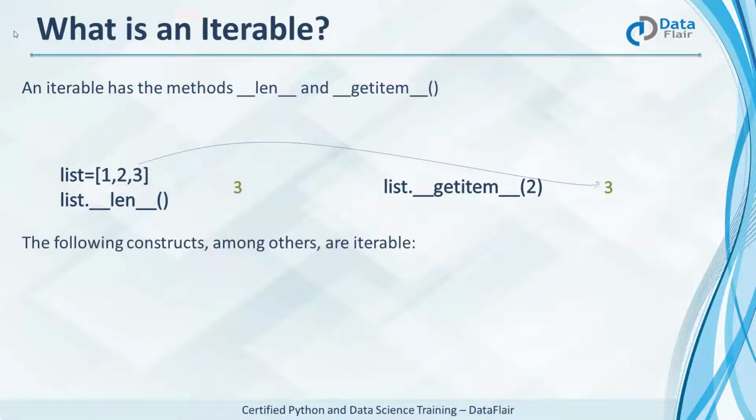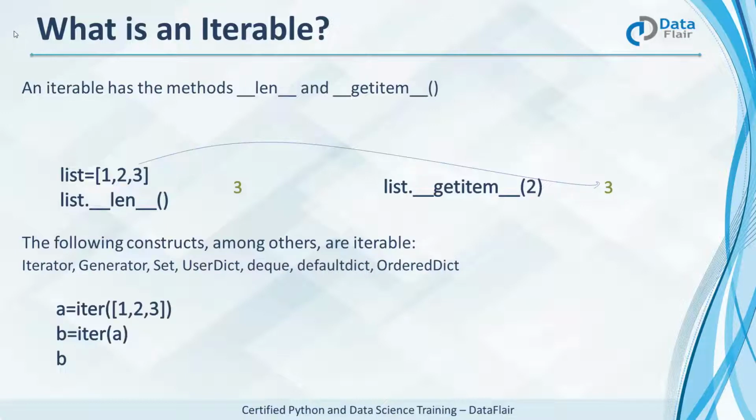So what are some iterables in Python? What constructs have the len and getItem methods? These are iterators, generators, sets, userdicts, dequeues, default dicts, and ordered dicts. We can iterate on these. This is an iterator on a list, and then we create an iterator on this and call it B. The next element with B is 1. With A, it is 2. This means they're iterating on the same iterator.